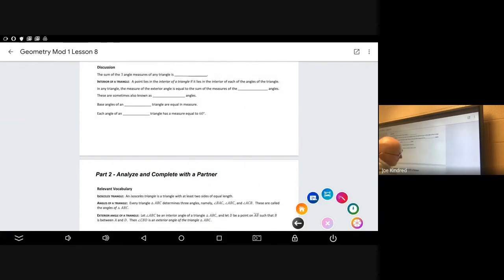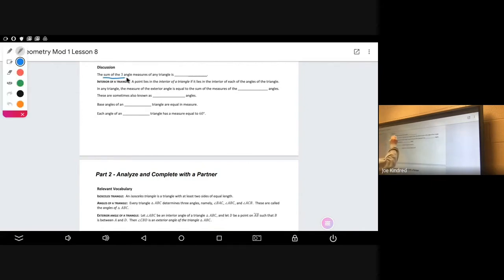All right, so let's discuss a couple things. One thing is, let's review the fact that the sum of the 3 angle measures of any triangle is always 180 degrees. A point lies in the interior of a triangle if it lies basically inside the triangle. In any triangle, the measure of the exterior angle is equal to the sum of the measures of the opposite interior angles.